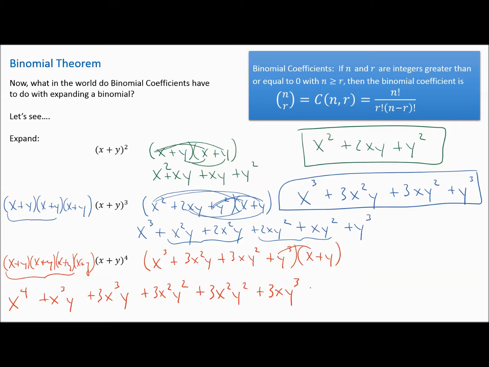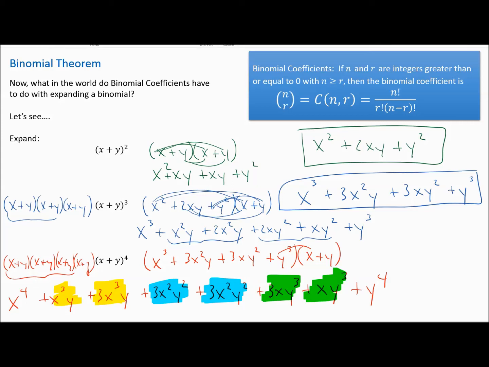So y to the third times x is xy to the third. And finally, y to the third times y is plus y to the fourth. Now, I've got some like terms here. Can you find them? If I highlight my like terms, these two match. They're both x to the third y's. And then in aqua, these match: x squared, y squareds. And finally, these down here match: xy to the thirds. So I'm going to add those together.